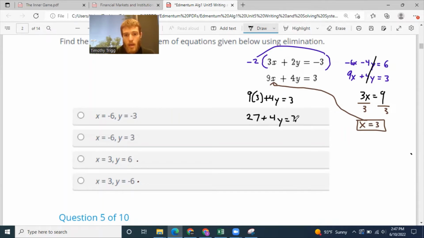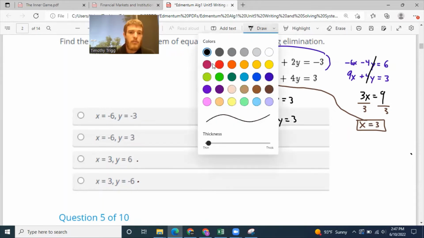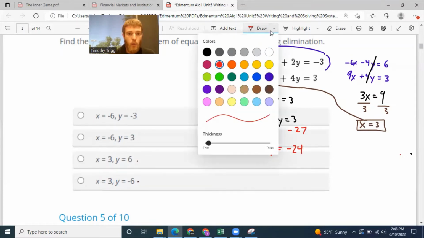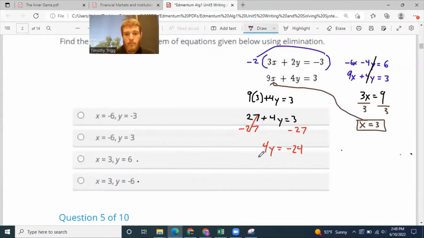equals 3. Now, what would be my first step in helping me solve for y here? Hopefully you'd see that I could subtract 27 on both sides of the equation, giving us 4y equals negative 24. Lastly, to help us solve for y, we would simply divide both sides by 4 to get y by itself, giving us the value of y is negative 6. So yes, it's this last answer choice here.